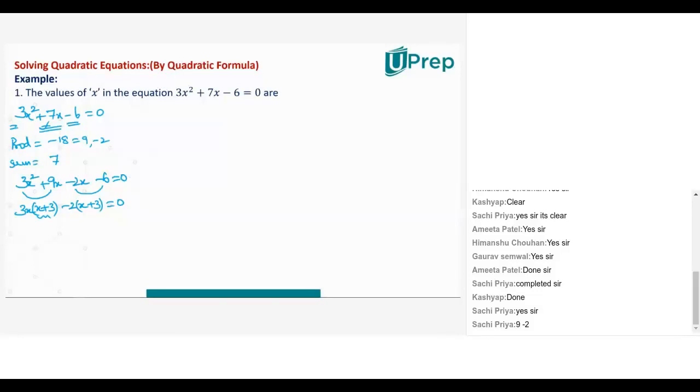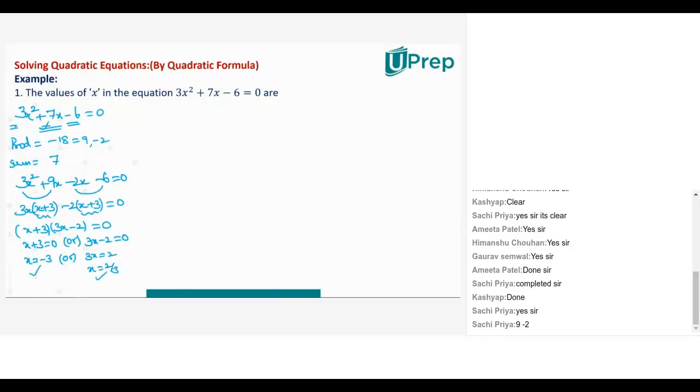So then again, if I observe, this factor x plus 3 is common in both of them. So when I pick up x plus 3 common, what I am left with is 3x minus 2 equal to 0. Now here, if I observe, product of two factors is 0. This is possible only if either x plus 3 is 0 or 3x minus 2 is 0. In the first case, x value will be minus 3, and in the second case, 3x is 2, or x becomes 2 by 3. So I got two values of x, that is minus 3 and 2 by 3.